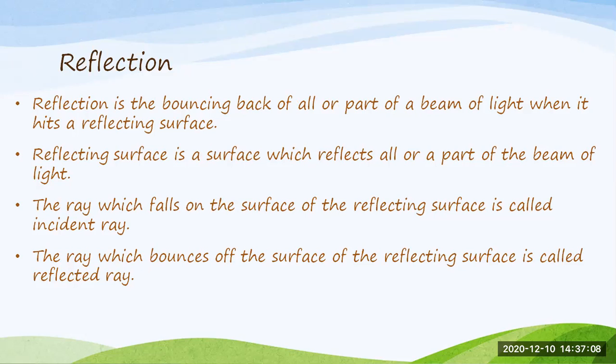Then the ray which falls on this reflecting surface is called the incident ray, and the point at which this incident ray falls on the reflecting surface is called a point of incidence, and the ray which bounces off the surface of the reflecting surface is called the reflected ray. Then the perpendicular drawn through the line of incidence is called the normal.